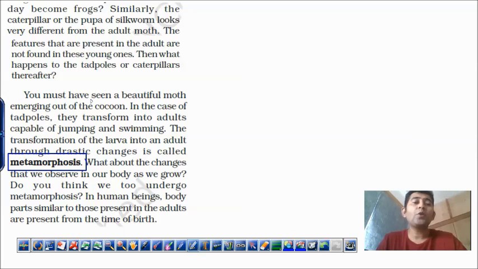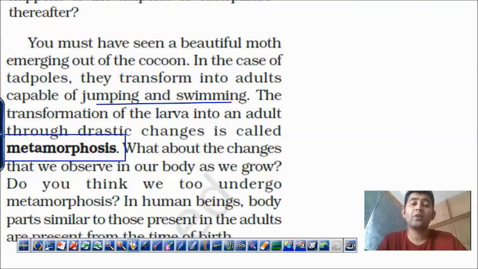You must have seen a beautiful moth emerging out of cocoon. In case of tadpoles, they transform into adults capable of jumping and swimming. The transformation of larva into adult is called metamorphosis. बहुत सारे इंसेक्ट्स में ये होता है.